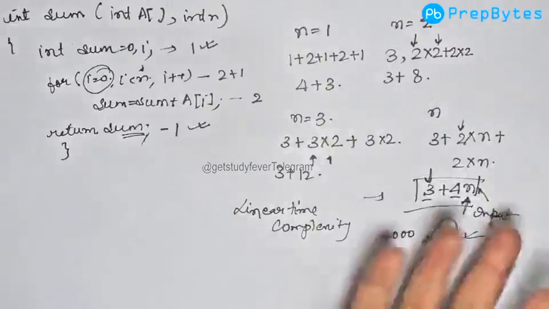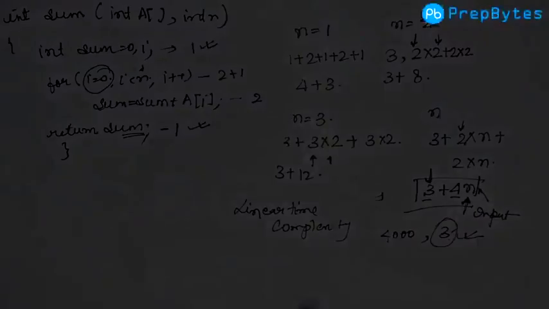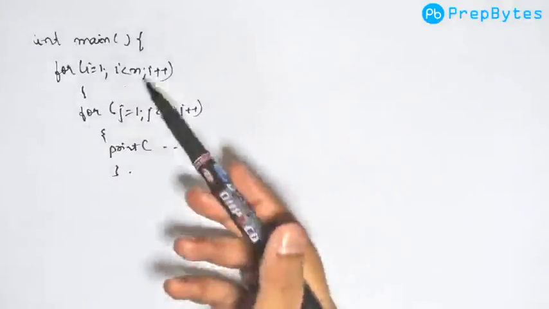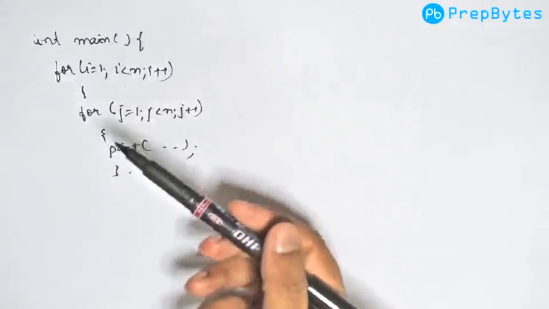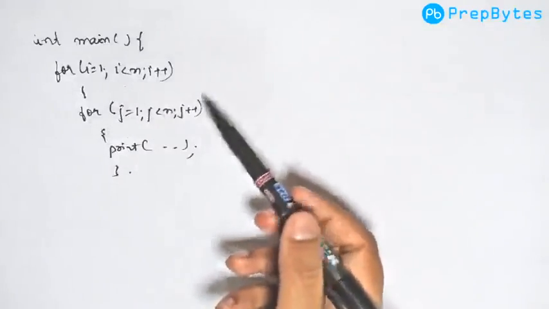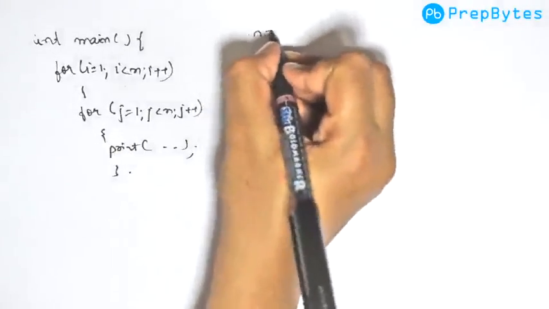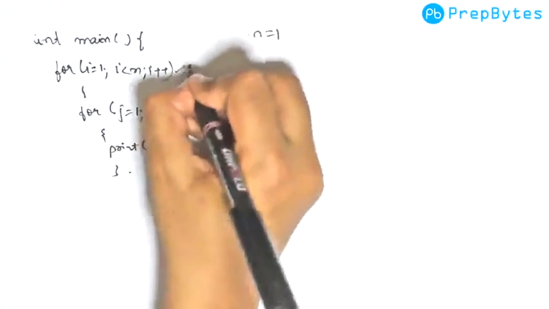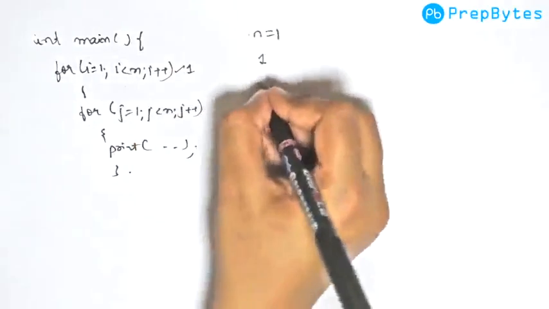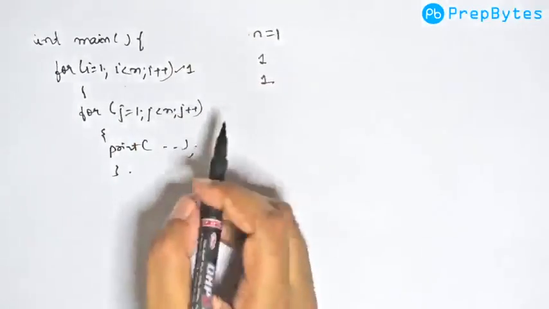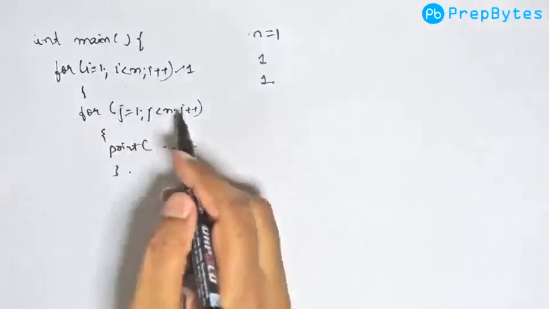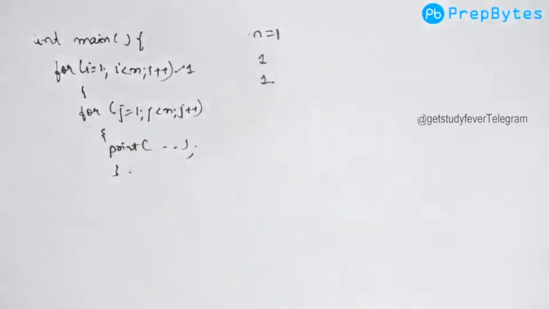So this is one case, so let's take another example. This is another code. Let's try to calculate the number of operations and find the time taken, or the time complexity. So again, let's say when n is equal to 1, this gets executed one time, this gets executed one time. Let's first see the number of times this particular loop is getting executed.